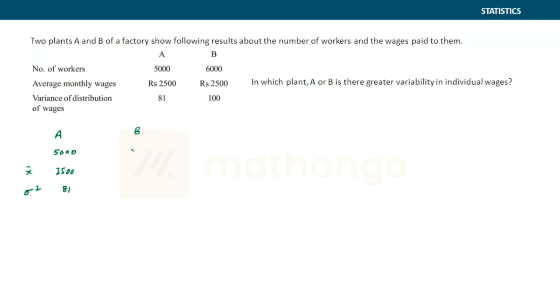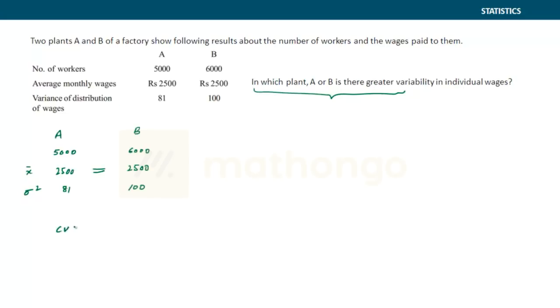So B factory has number of employees as 6,000. The average monthly salary or the wages that are distributed is the same, right? This is not different, whereas the variance is 100. Now the question is, in which plant A or B is the greater variability in individual wages? That means the individual wages are less consistent, right? So which are much more dispersed or which are less dispersed, that is what you want to find.